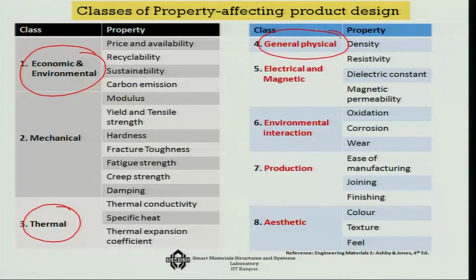Electrical and magnetic properties are becoming very important even for mechanical systems today. So, there are things like resistivity, dielectric constants, and magnetic permeability. These are the parameters which are very important whenever you are thinking of an electromechanical system. Just for example, think of a system which contains some magnetic systems inside it. Okay. So, for example, a motor.